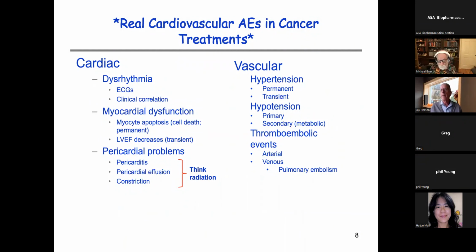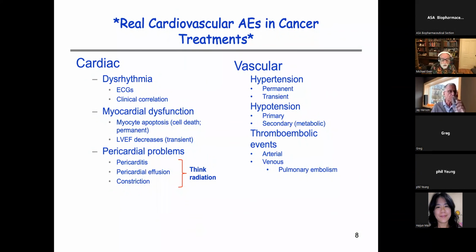Okay. First of all, thank you so much to the organizers for the invitation. It's a great pleasure to be here. And moving right along with this, real cardiovascular events in cancer treatments, and sometimes some of these are considered to be secondary or not terribly important. So I thought it would be interesting for this group to very briefly put them in a context so that we wouldn't be leaving anything out.